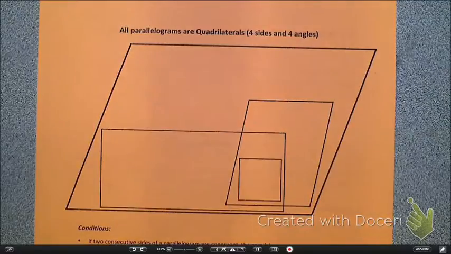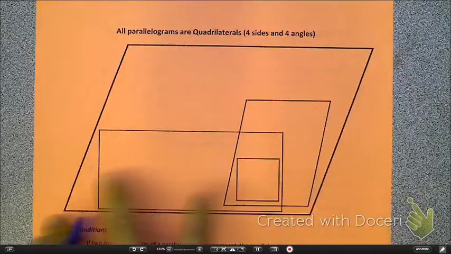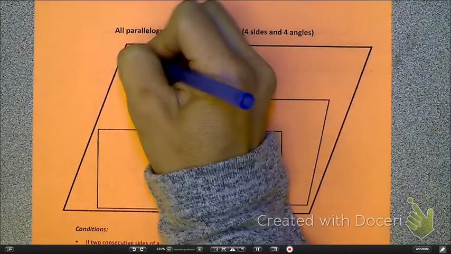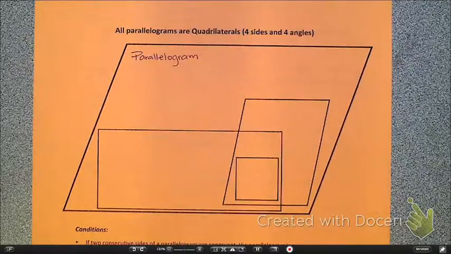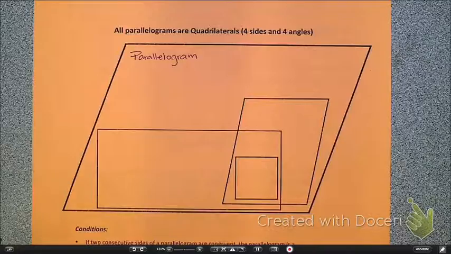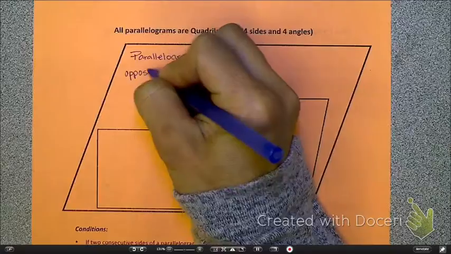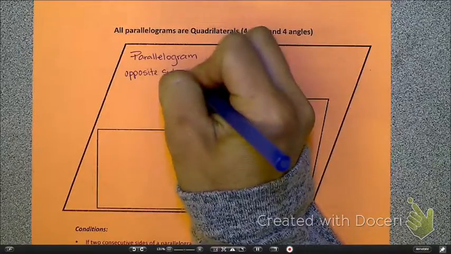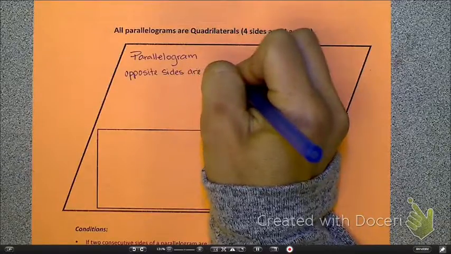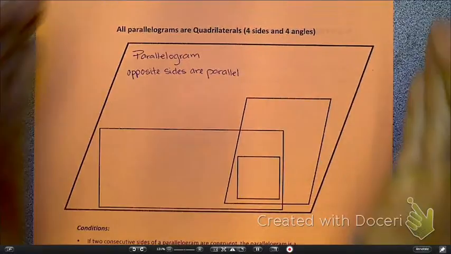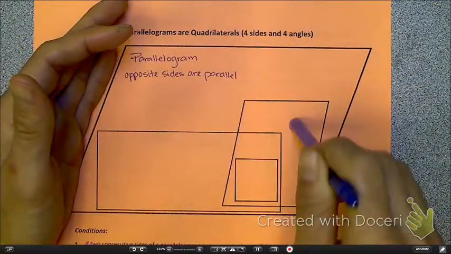All right, so let's do some labeling up here on our diagram, okay? The largest shape we have here is a parallelogram. The main thing that has to happen for it to be a parallelogram is the opposite sides must be parallel. That is the criteria. Now, if the shape is a parallelogram, it's also one of these other figures that's in here, okay?